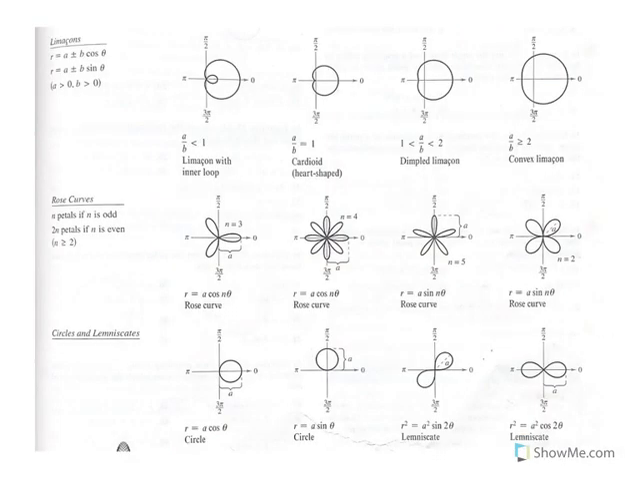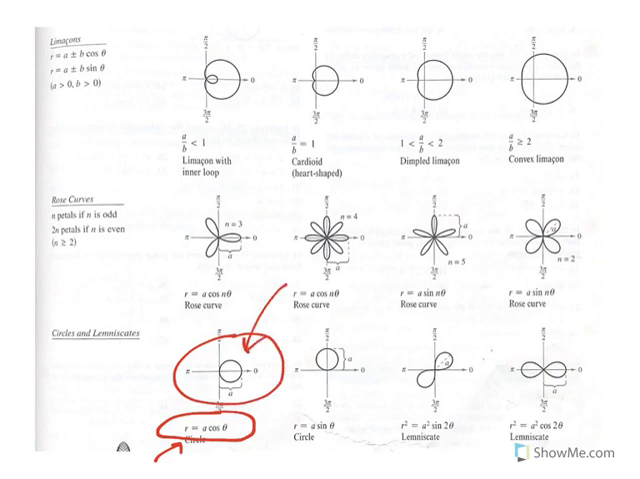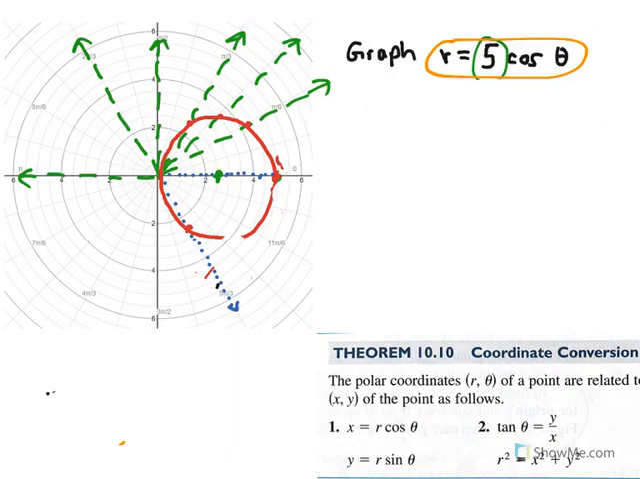As a last resort, you can also look at this page from your textbook with special polar graphs, and you can see that when you have r is equal to a times cosine theta, you'll get a circle, and the circle will be oriented as you see here in this diagram, which is what we saw for our problem. The diameter of the circle will be a. And we saw with our problem that the diameter of our circle was, in fact, 5.